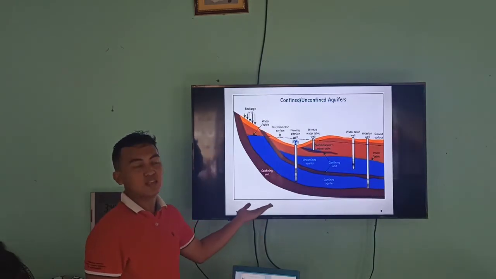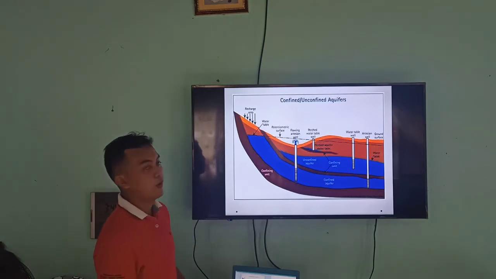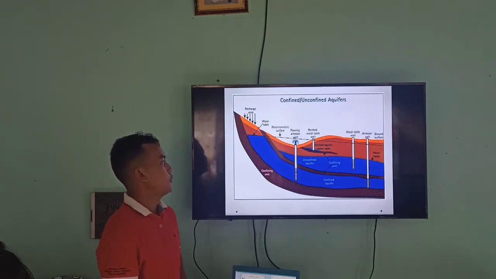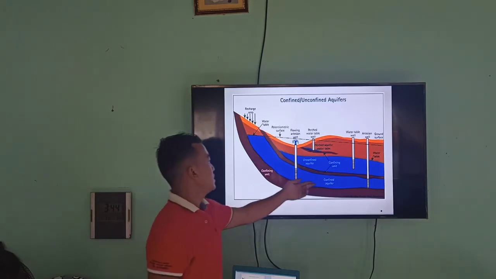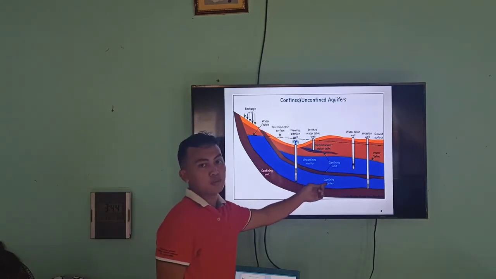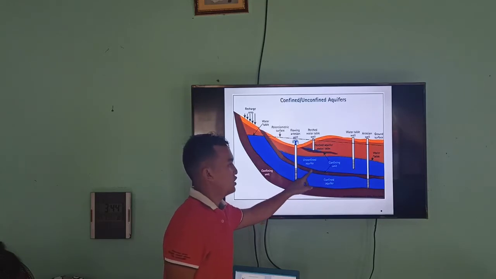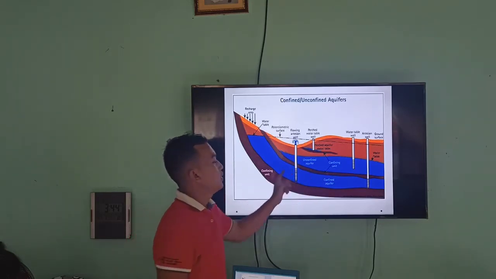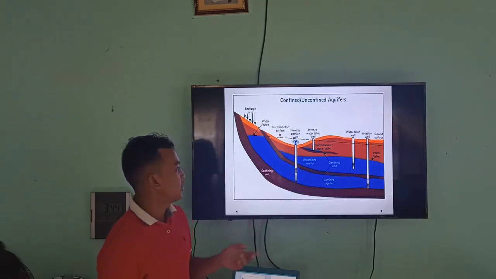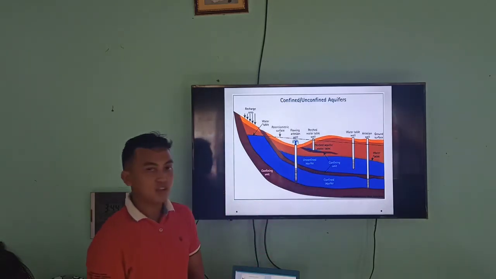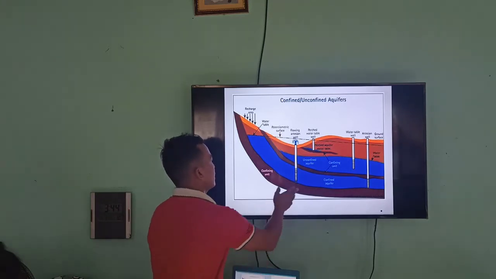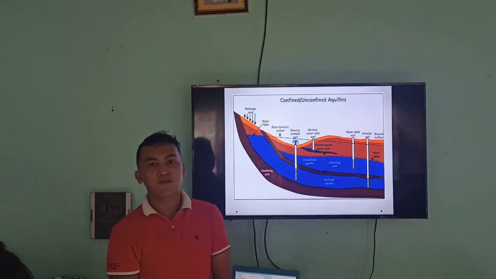Okay, so this is an illustration of various aquifers, specifically confined and unconfined aquifer. So this is a confined aquifer which we were talking about because it is surrounded by impermeable materials. This is the impermeable materials, and it confines the water inside it. Therefore, it is a confined aquifer.